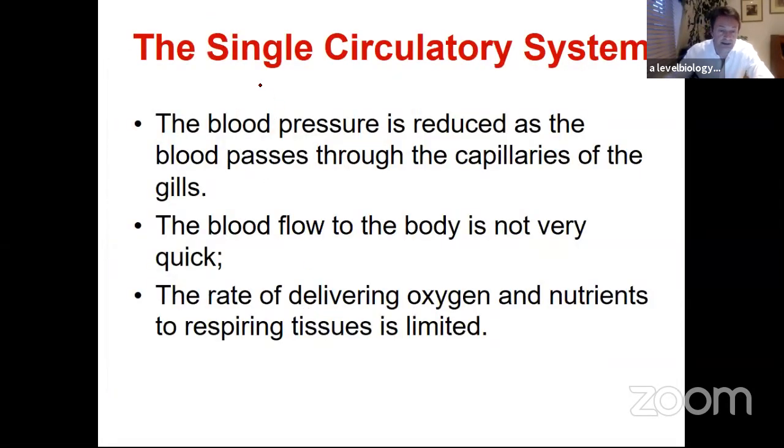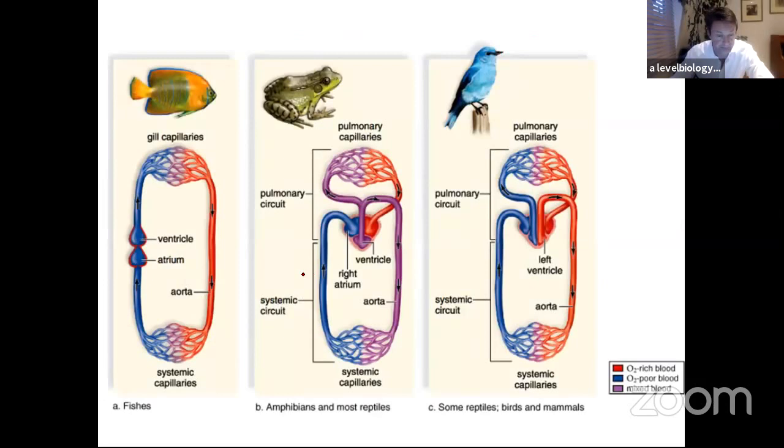So with a single circulatory system, the blood pressure is reduced as the blood passes through the capillaries of the gills. Therefore, you've got oxygenated blood, but the velocity of the blood is not very quick. Therefore, you're limited in your supply of oxygen and glucose to the respiring muscles of the fish. So this is why the single circulatory system isn't as good as the double circulatory system that we have.